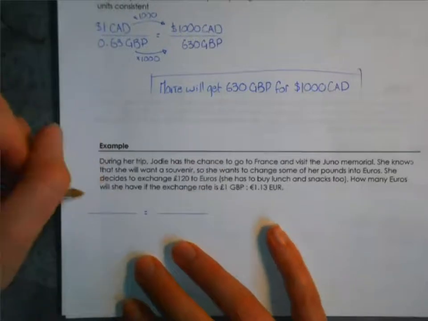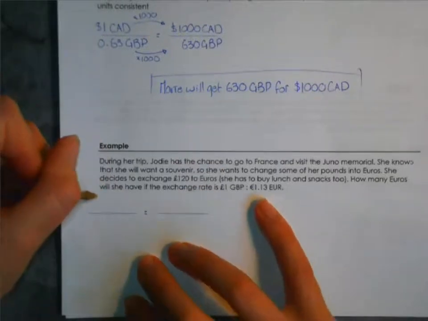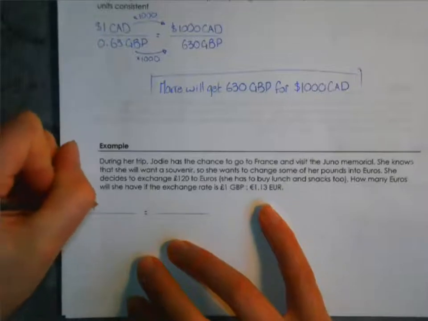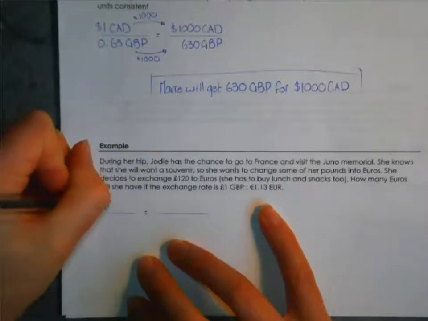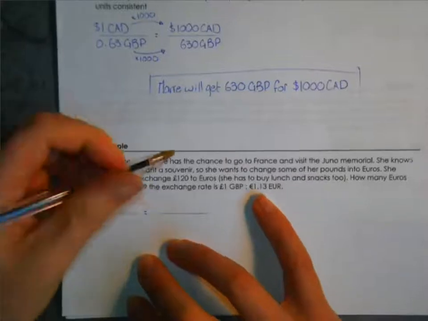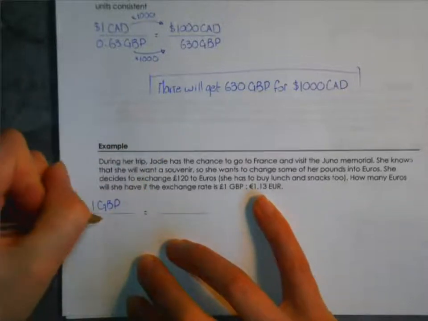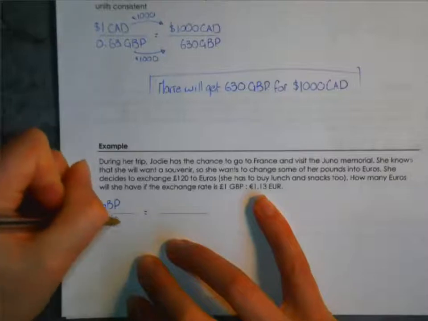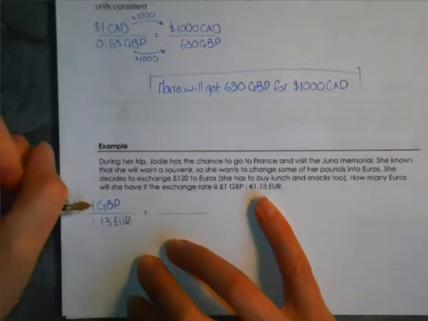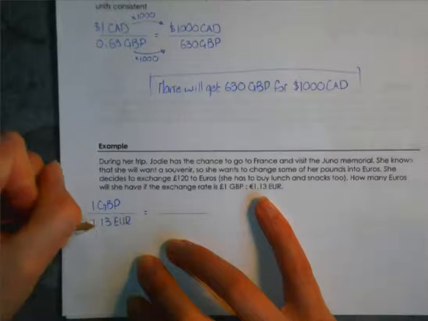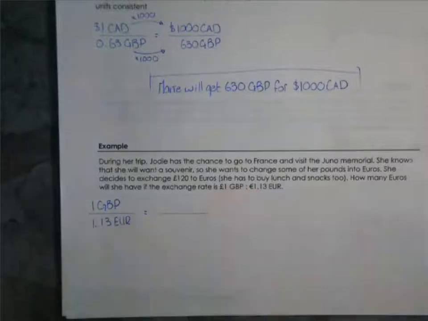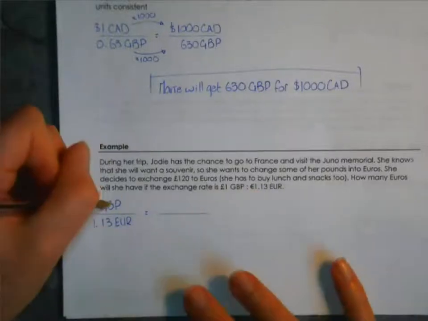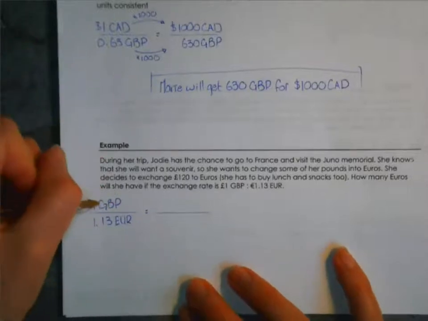Okay, so again, we can kind of think about this. She has 1 Great Britain pound for every 1.13 euros. So you can see that these are going to be pretty similar, right? We're at 1 to just a little bit over 1. So we're not going to expect a huge change in the amount.